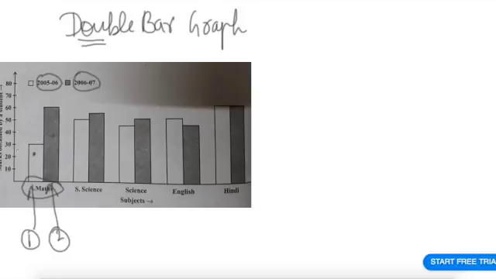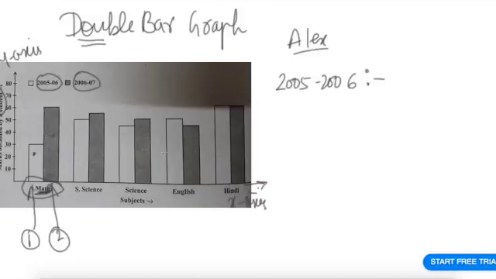marks obtained by a student. Now if you see, the x-axis is the subjects, and on the y-axis what you see is the marks obtained by a student. Now let's say the student is Alex. Now this student Alex in maths in 2005 and 6, how much marks did he score? This is 2005 and 6. So if I see, it's 30.